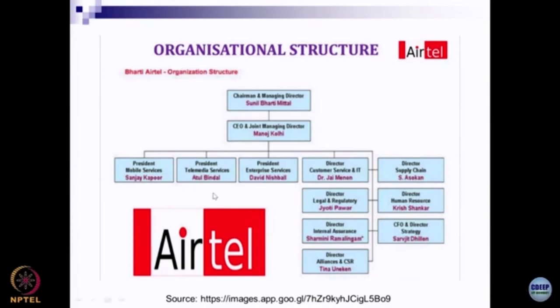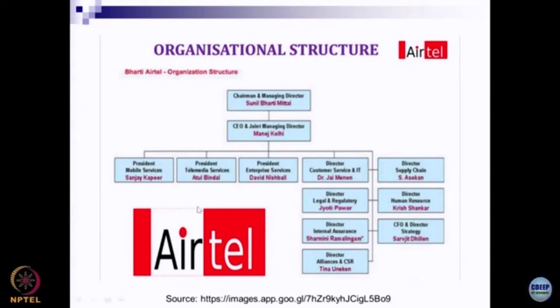We do not see here the production head, marketing head, operations head, etcetera, etcetera. Means the designations related to specific functions reporting to the CEO or the joint managing director. So, this type of organization design, where the first layer of organization design after the business head is about not functions, but the services or products being offered. So, these mobile service, telemedia services are different lines of business in the Airtel.